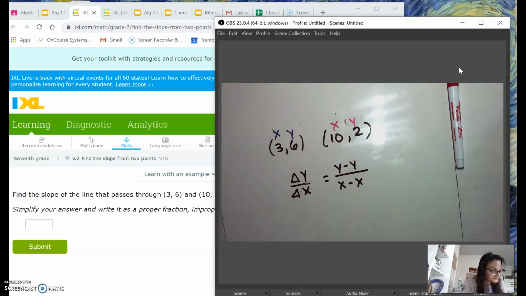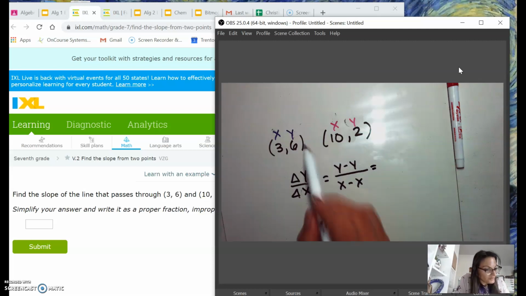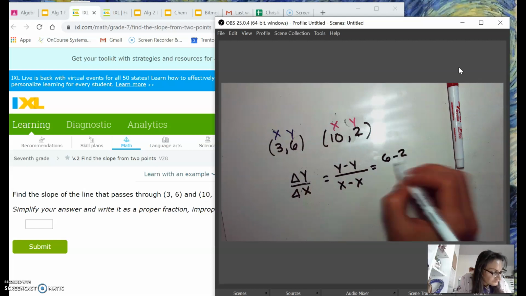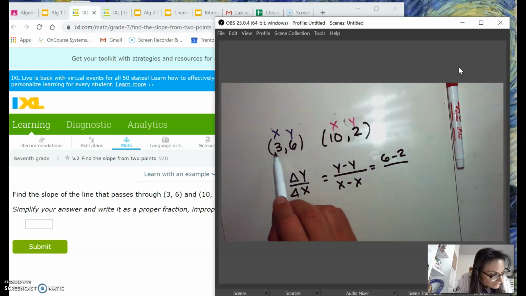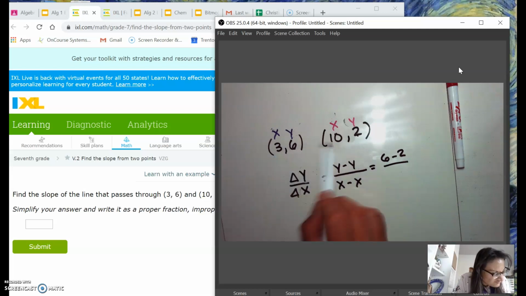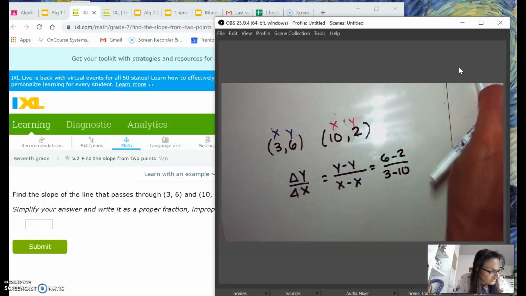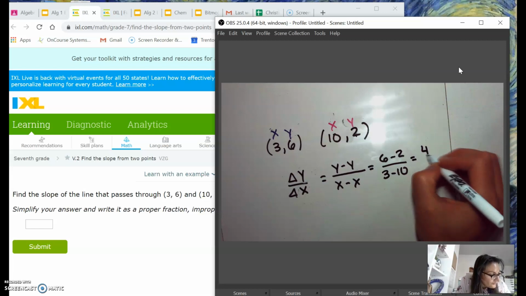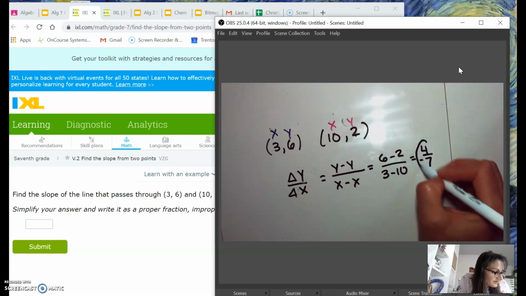Okay, so y minus y, so we're going to go 6 minus 2 over 3 minus 10. Okay, and we're going to get 4 over negative 7. Okay, so that would be my slope.